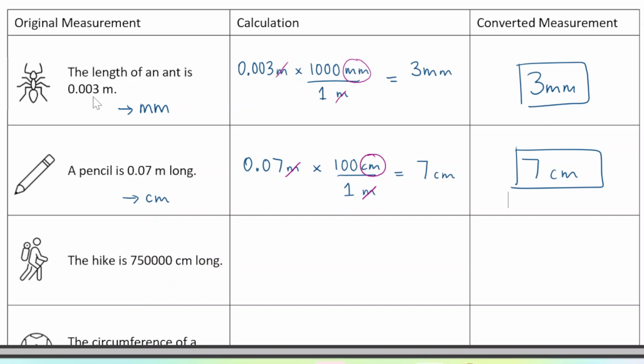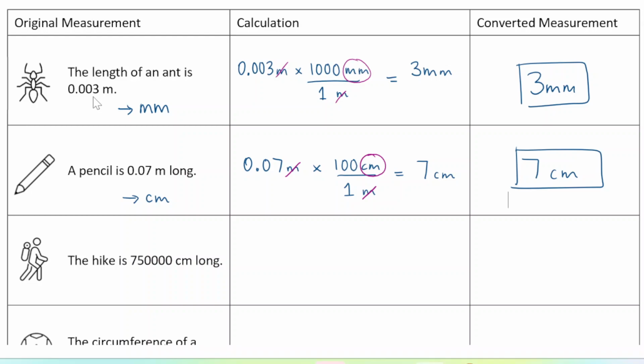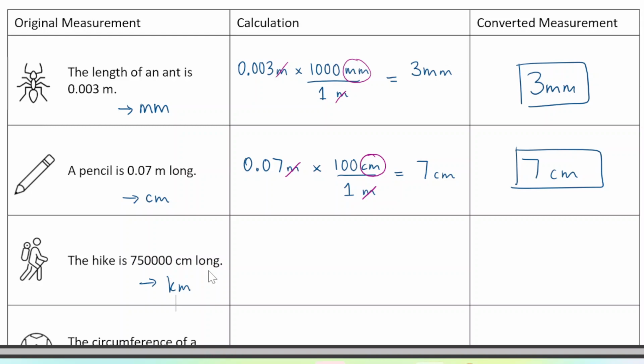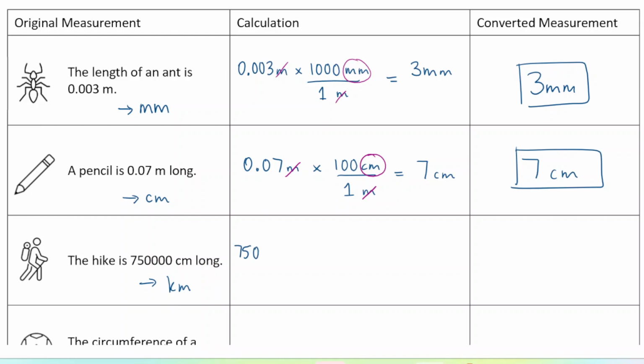Okay, the hike is 750,000 centimeters long. That sounds ridiculous, right? Probably for hiking, we're going to be talking in kilometers. So let's change to kilometers here. And if I want to figure out what I need to multiply by, I'm going to start with 75, 1, 2, 3, 4 centimeters. And I'm going to change to kilometers, but I don't know how many centimeters are in a kilometer.